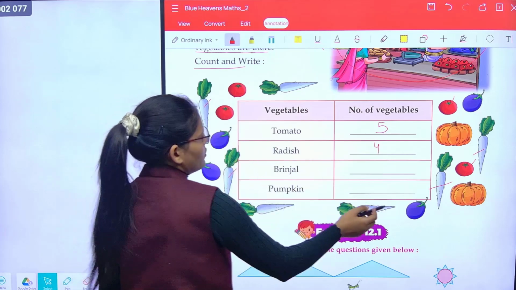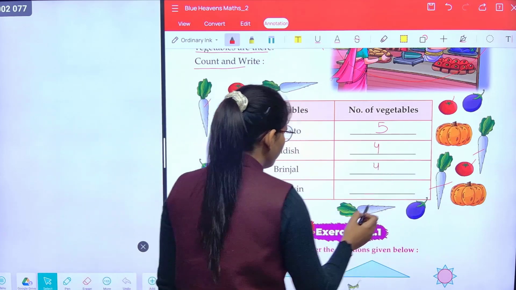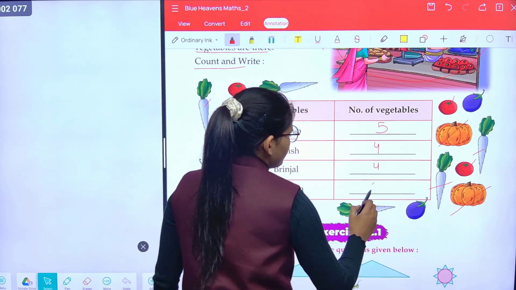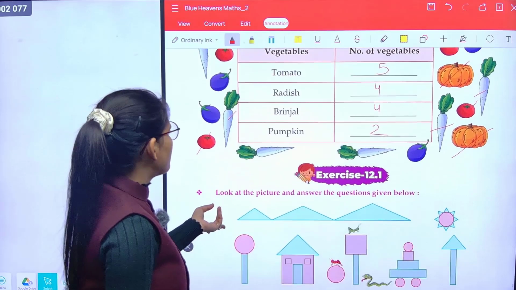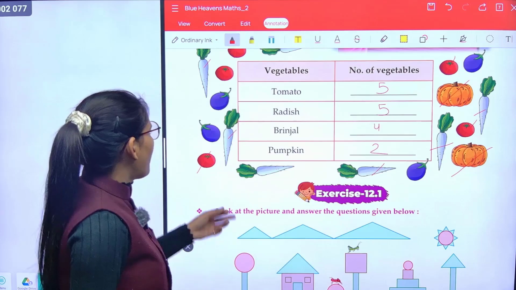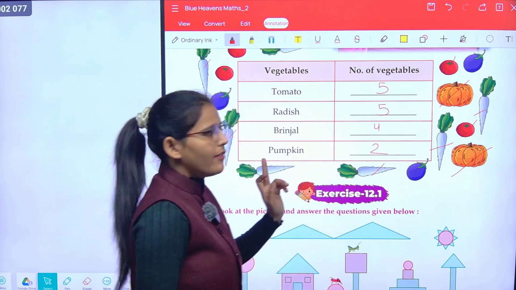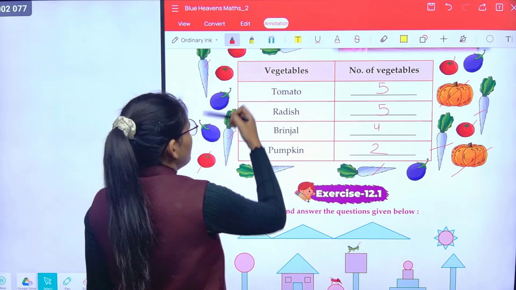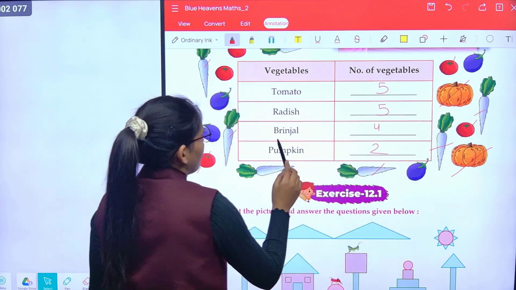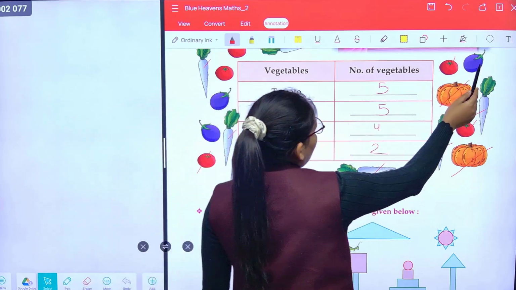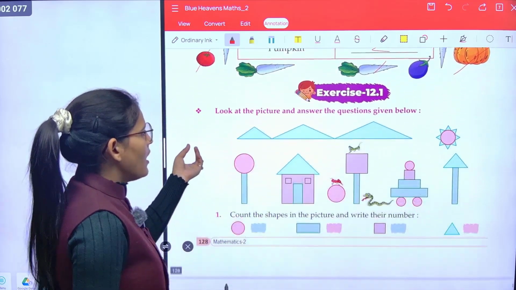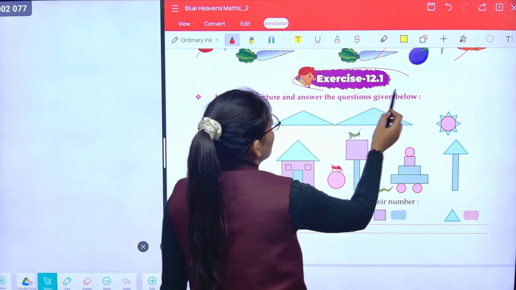Brinjal: 1, 2, 3, 4. Pumpkin, there are 2 pumpkins. Understand? Now class, there are 5 radish. Okay, tomato 1, 2, 3, 4, 5. Radish 1, 2, 3, 4 and 5. Brinjal 1, 2, 3 and 4. Pumpkin 1, 2. Okay, now come to exercise 12.1.